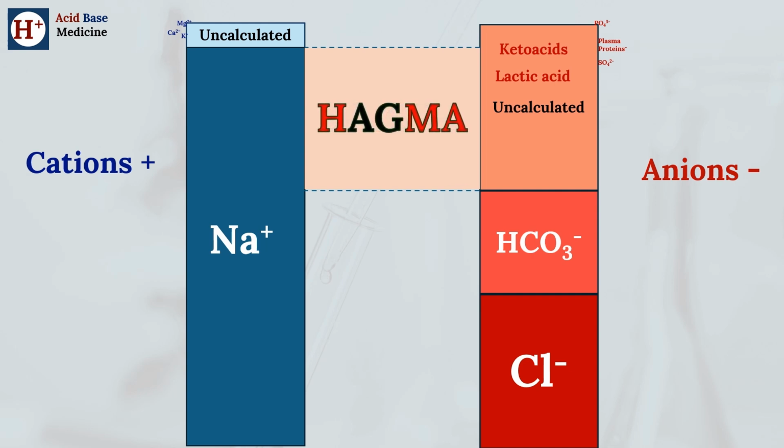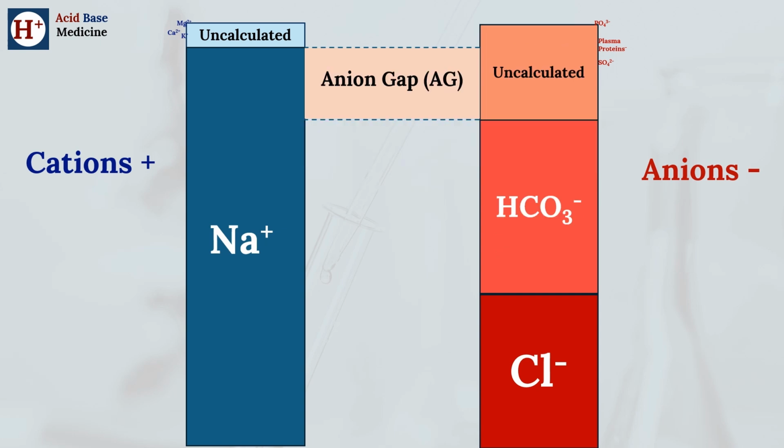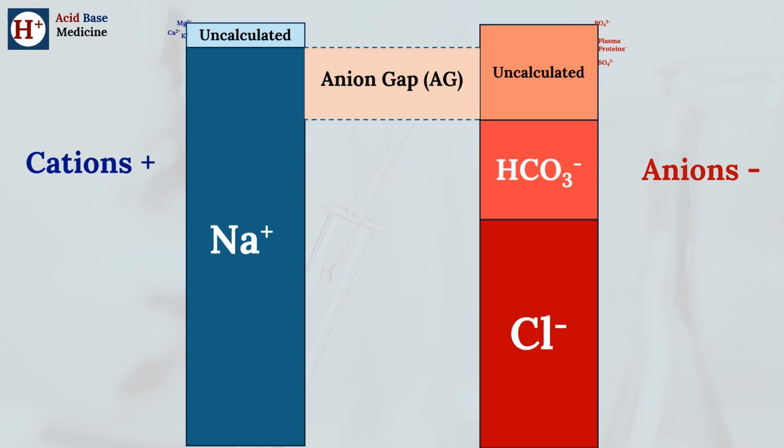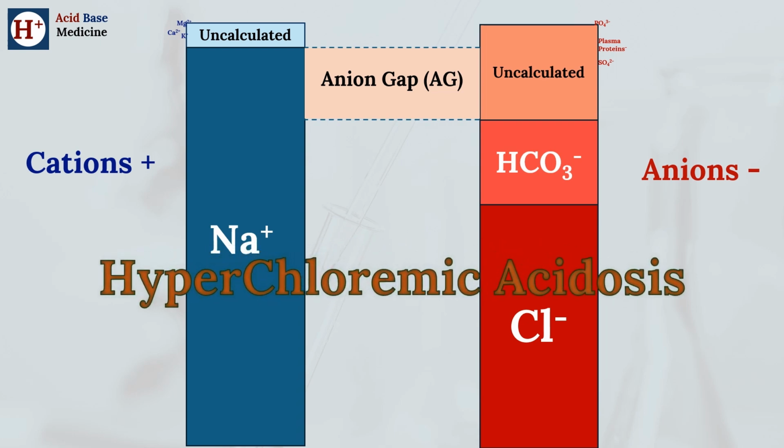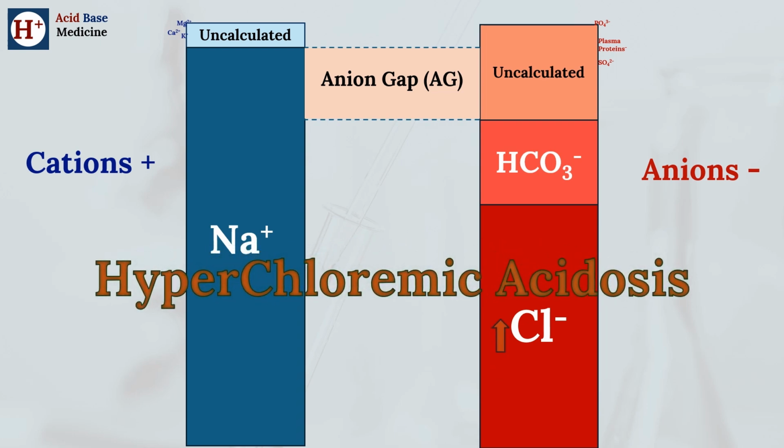Contrary to high anion gap metabolic acidosis, when there's a loss of bicarbonate, the body compensates by increasing chloride levels to maintain electrical neutrality, a condition known as hyperchloremic acidosis, or normal anion gap metabolic acidosis, or non-anion gap metabolic acidosis. This is a type of metabolic acidosis characterized by a normal anion gap, typically between 8 to 12 milliequivalents per liter.